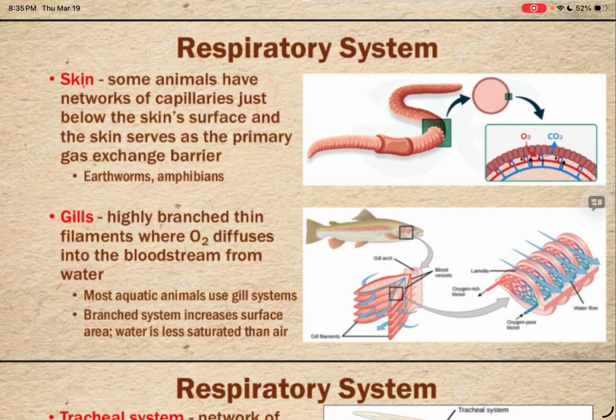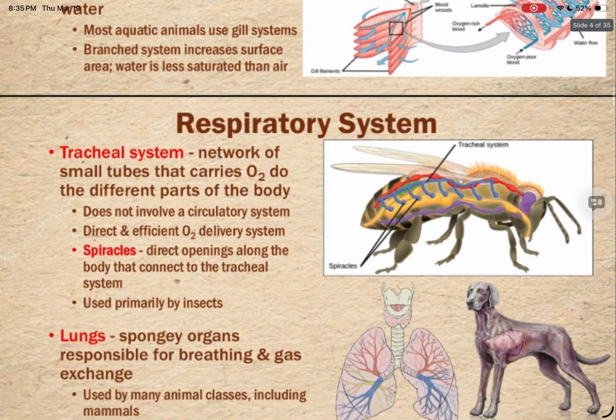Skin. Some animals have networks of capillaries just below the skin surface, and the skin serves as the primary gas exchange barrier. We see this in earthworms or amphibians. Gills are highly branched, thin filaments where oxygen diffuses into the bloodstream from the water. This is mostly aquatic animals that use the gill system, and their branch systems help increase surface area, which means water is less saturated than air.